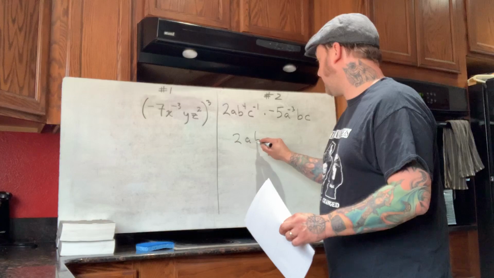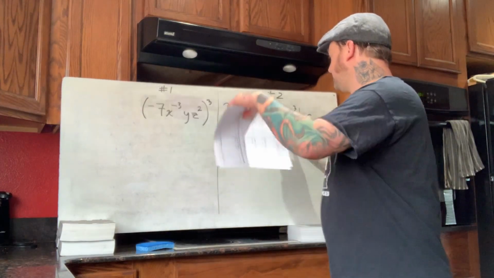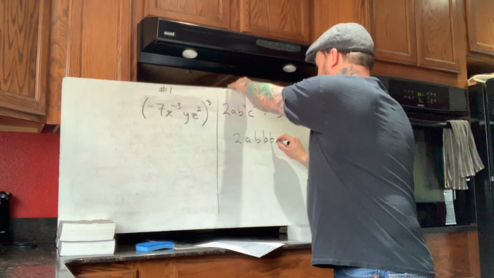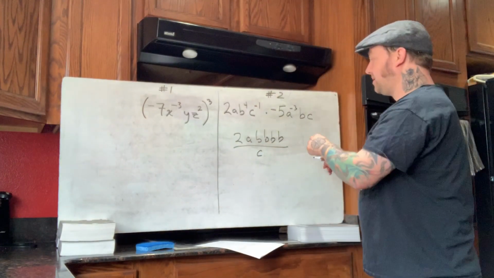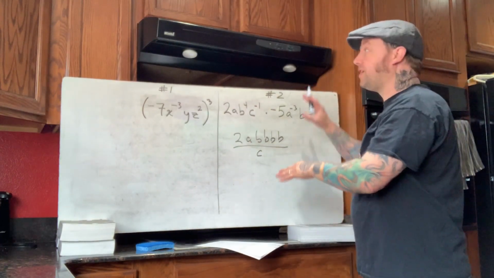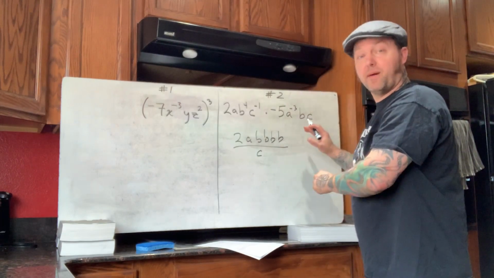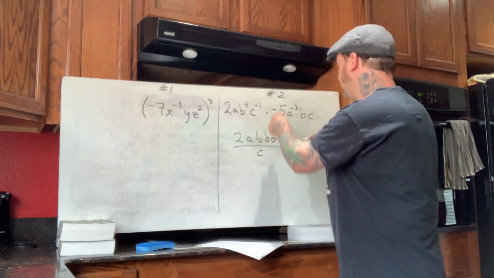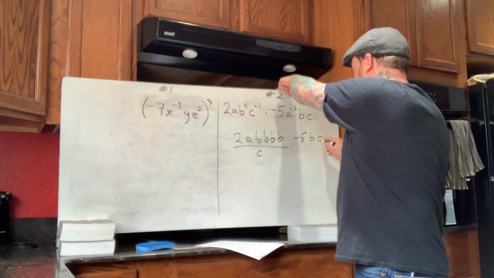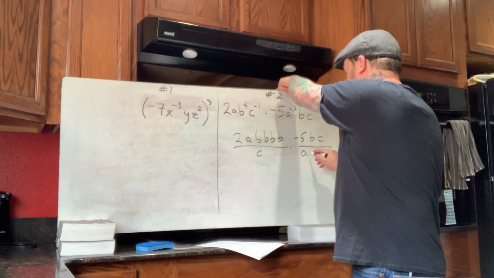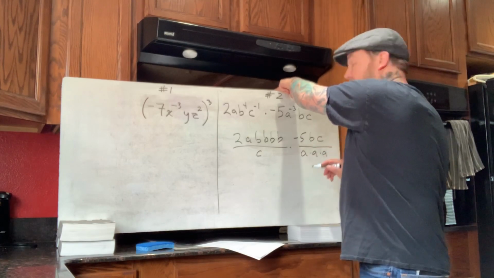A, B, B, B, B, all over C. My whiteboard's not very sturdy, as you can tell. This is my kitchen, not my classroom. Times -5, B, C, over A times A times A.